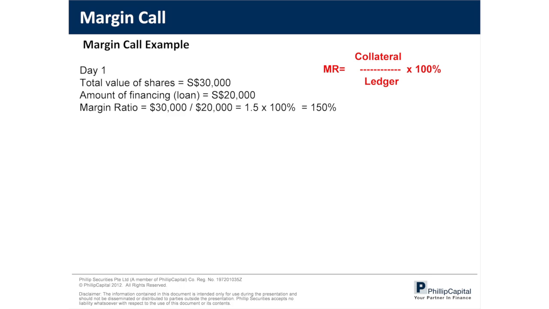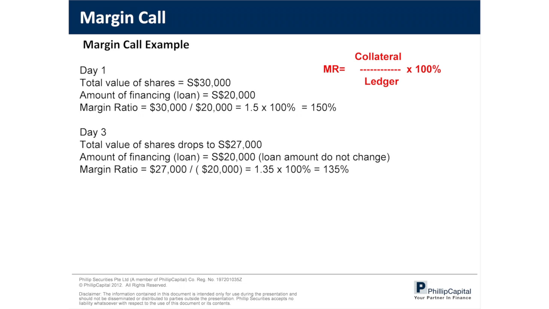We will show the example on how margin call works. Please note that margin ratio, MR, is equal to collateral divided by ledger times 100%. On day 1, total market value is 30,000 and loan amount is 20,000. Therefore, the margin ratio is 150%, which is a healthy ratio. On day 3, the total market value dropped to 27,000, but the loan amount stays the same at 20,000. Therefore, the margin ratio becomes 135%.